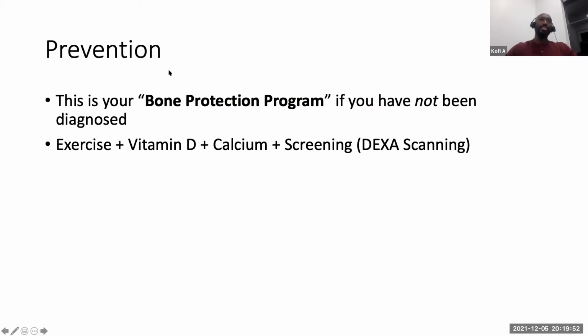So this is your bone protection program. That phrase that we brought up about 5 slides ago. This is what you should be asking your doctor about. Say, doc, I heard I'm at risk for osteoporosis. What is my bone protection program? Your doctor, if he or she is good, should say, number one, exercise. You should be exercising at least 30 minutes a day, just so you're making sure you're pulling on your bones and making them stronger.